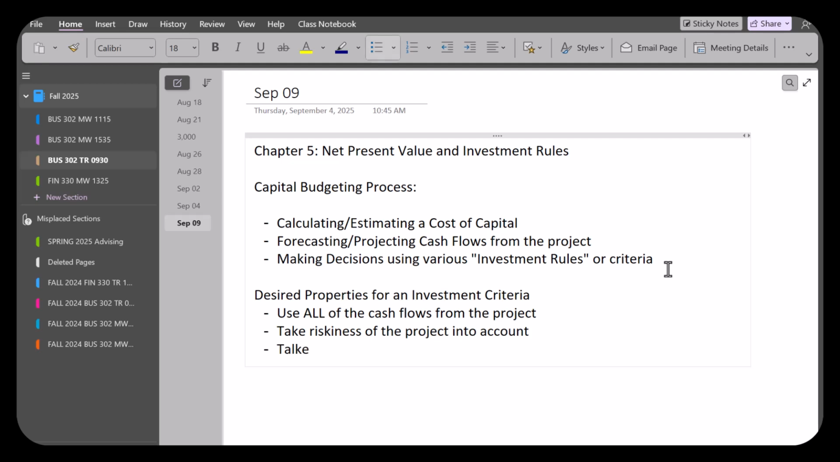We also want the criteria to take the time value of money into account. That's a fancy way of saying do not treat $100 next year the same as $100 10 years from now. Unless you're in a negative interest rate environment, which you're probably thinking, is that a joke? Could interest rates be negative?